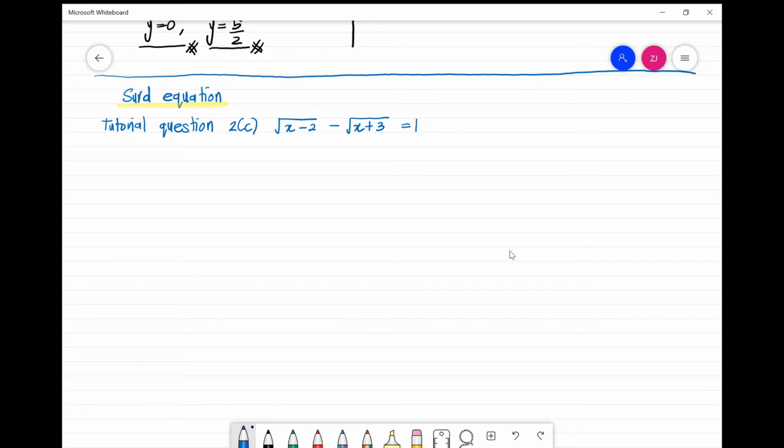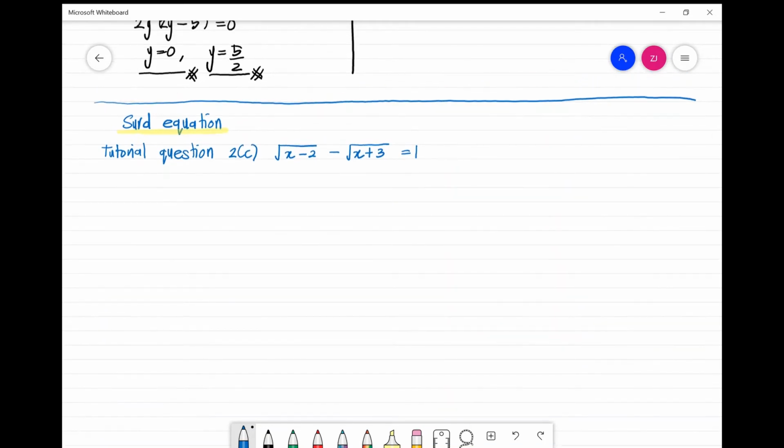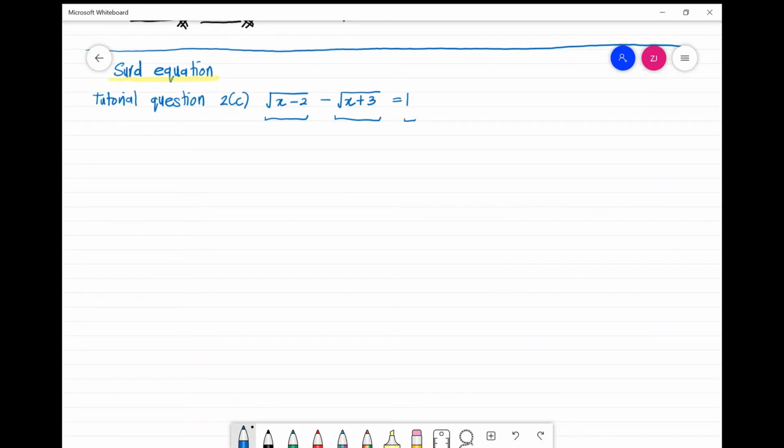So next we're going to discuss how to solve surd equation. So in order to do this, I get one example from your tutorial book, tutorial question number 2C. So we have a surd equation here. So how to solve this surd equation? Okay, so we have two surd symbols on the left hand side and one integer on the right hand side. So in order to simplify this, we are going to leave this surd x minus 2 on one side, and we move this surd x plus 3 to the right hand side.